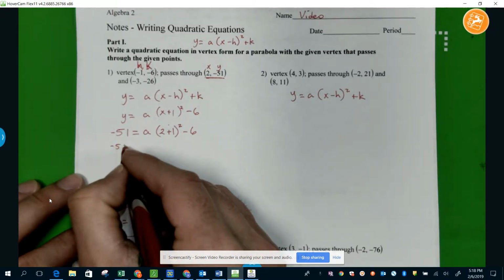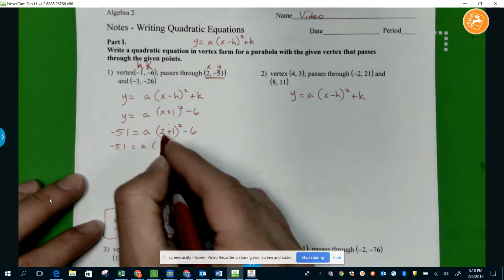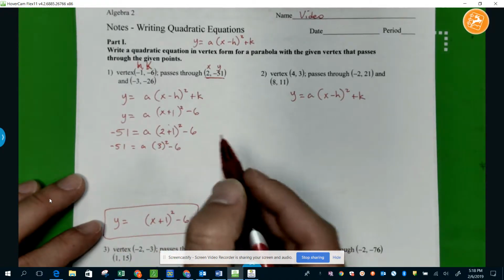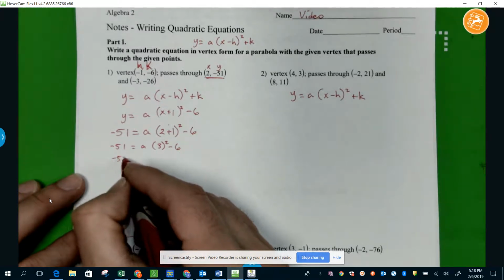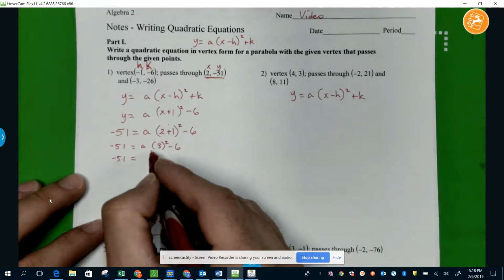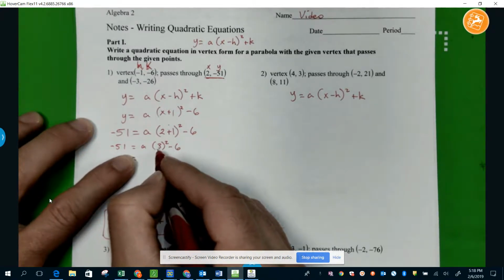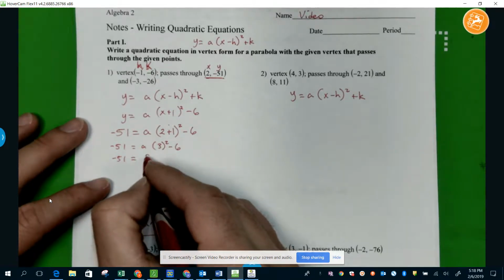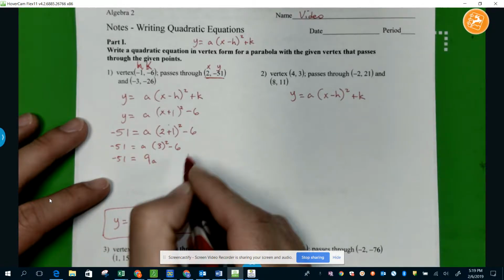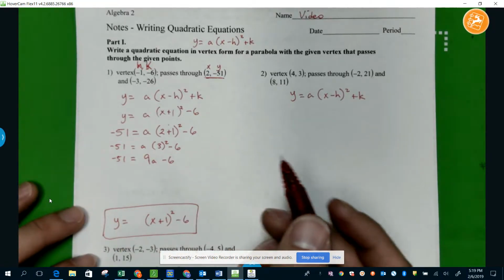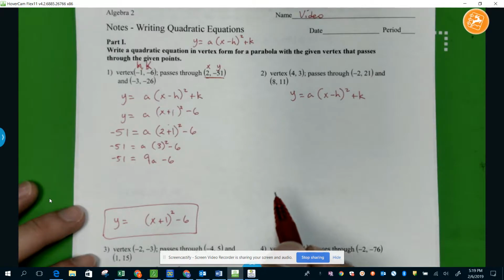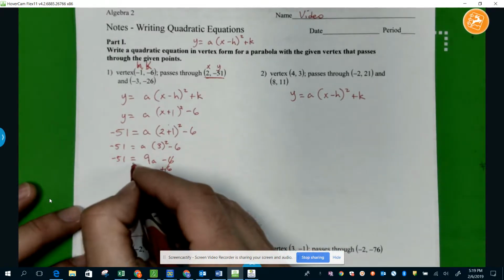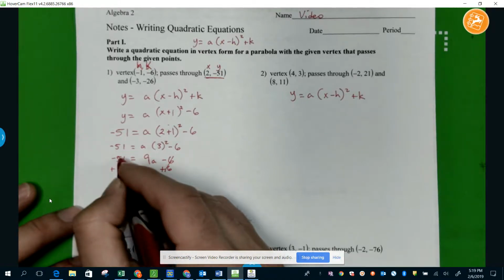Well, inside my parentheses, I have a 2 plus 1, which is 3, squared, -6. And 3 squared is 9. Instead of saying a9, because these are attached, we actually want to say 9a. And then your -6 is at the end. Okay, so now we're solving for a. We'll divide at the end. So we need to add 6 to both sides.